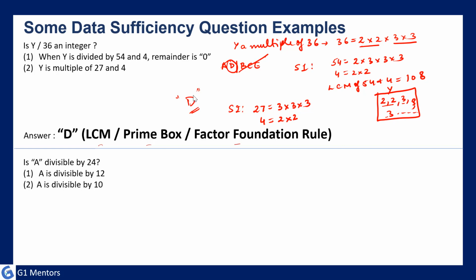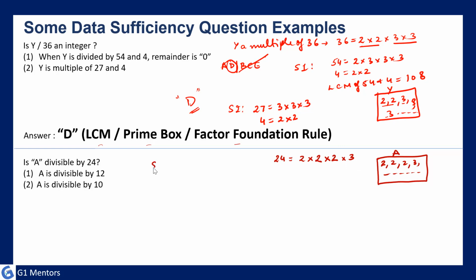Now let's see another question. Is A divisible by 24? So similarly, if A has to be divisible by 24, in the prime box of A, there should be factors required to make 24. So now 24 is equals to 2 into 2 into 2 into 3. 2, 2, 2, 3 and some other factors. If A contains 3 2's and 1 3, it can be divisible by 24.